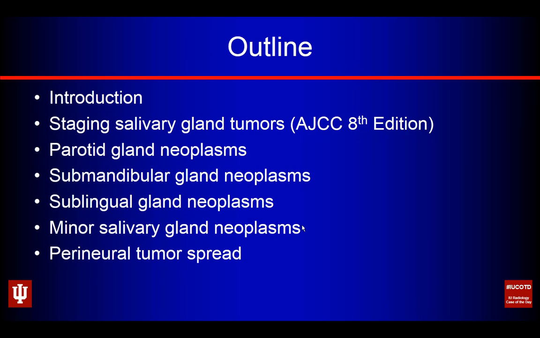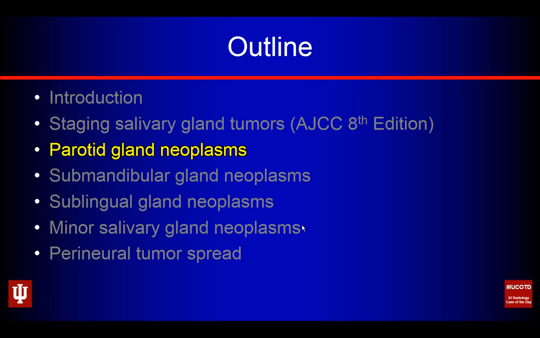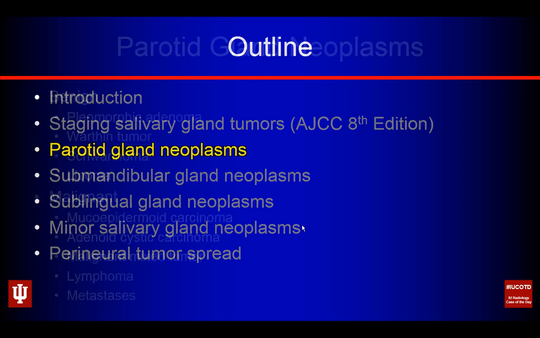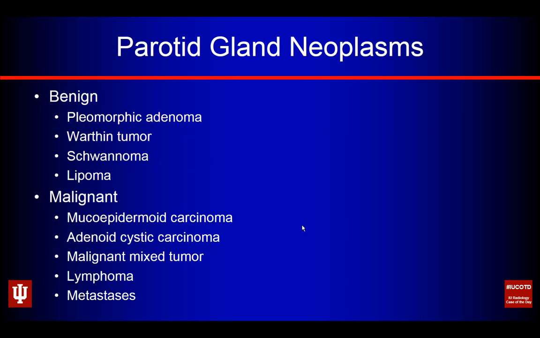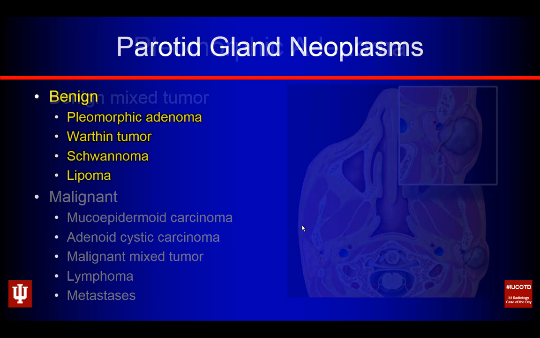Okay, enough of that. Thank you for surviving that and getting through it with me. Next, we're going to move on to the more exciting stuff, and that's our tour of all of these really interesting salivary gland tumors and their characteristic imaging findings. So we're going to start out with parotid gland neoplasms. And as you can see, there are both benign and malignant tumors that arise from the parotid gland. So we'll start off by talking about the benign tumors.